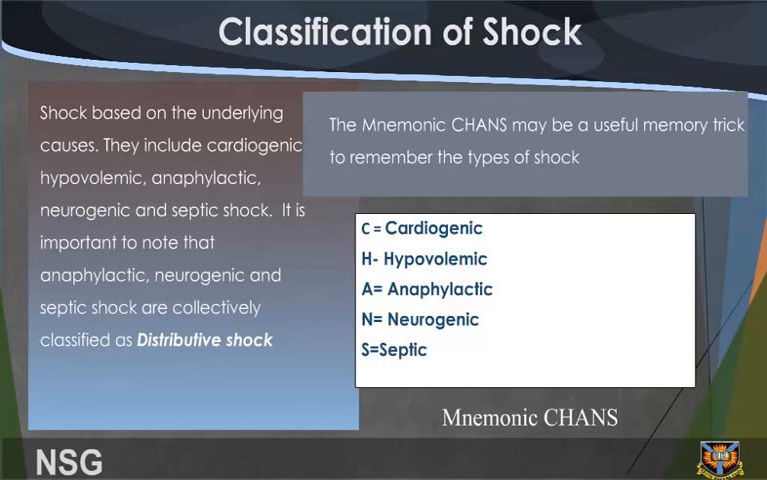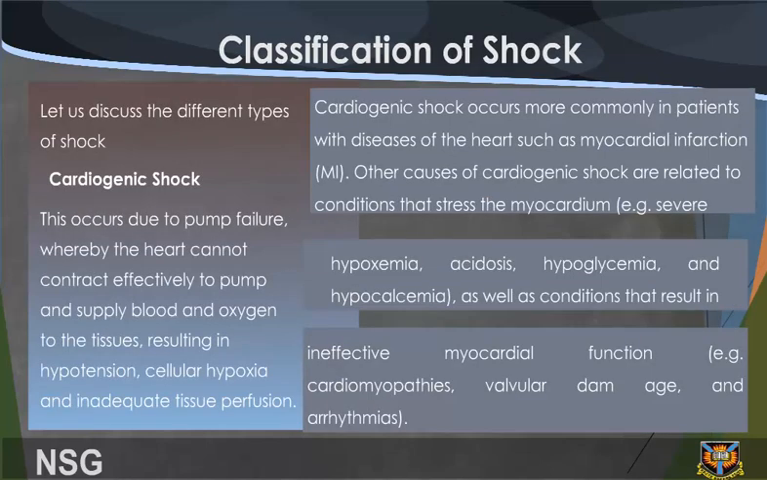The mnemonic CHANS may be a useful memory trick to remember the types of shock. C equals cardiogenic, H hypovolemic, A anaphylactic, N neurogenic, S septic. Let us discuss the different types of shock.